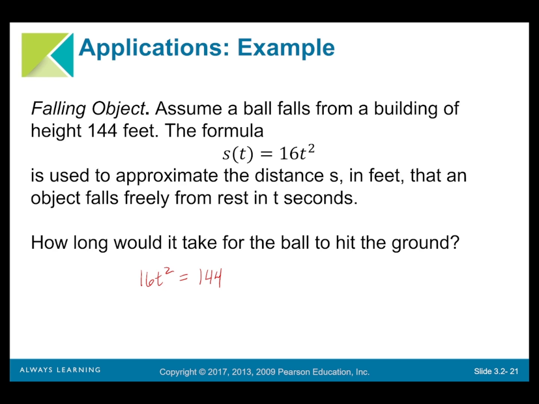So if I divide 144 by 16, dividing both sides by 16, we get t squared equals 9. I take the square root of both sides, and of course I get t equals plus or minus 3. But the negative doesn't make sense in this context, so we get t equals 3 seconds. And that's it for this problem.